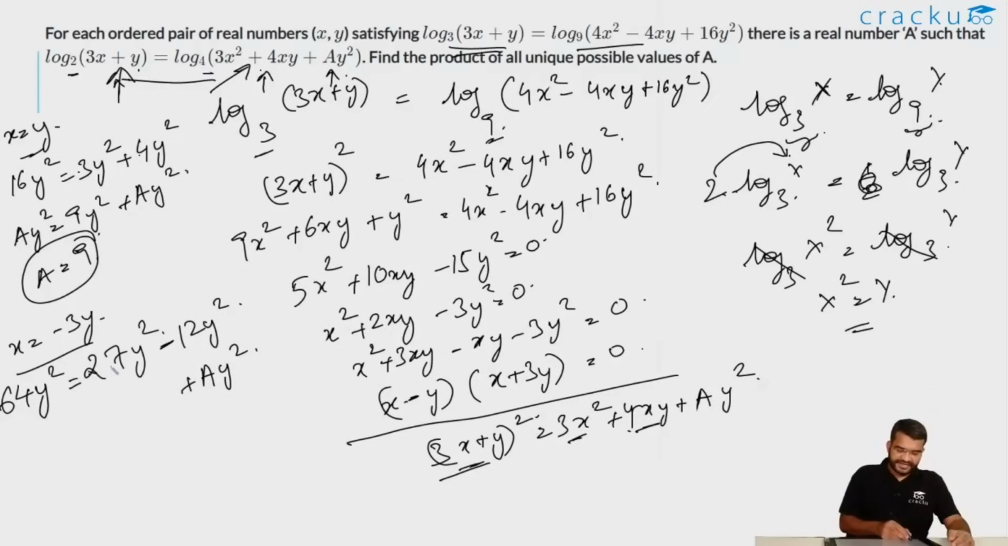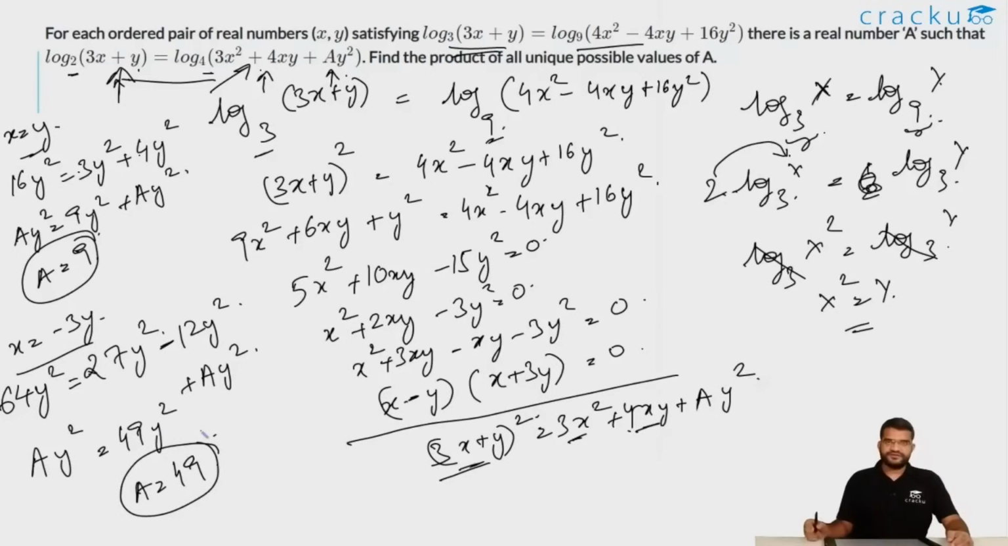Or the right hand side is 27 minus 12, that is 15y². So 64 minus 15 is 49y². So ay² is equal to 49y², or the value of a is equal to 49. So we have two possible values for a and we are required to find out the product of all such possible values. So they will be 9 into 49, which is equal to 441.